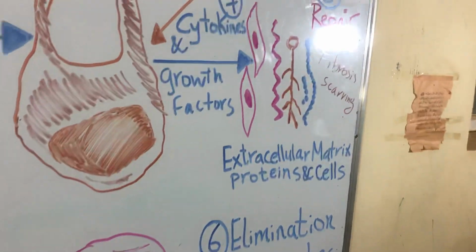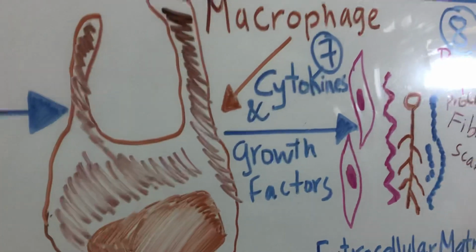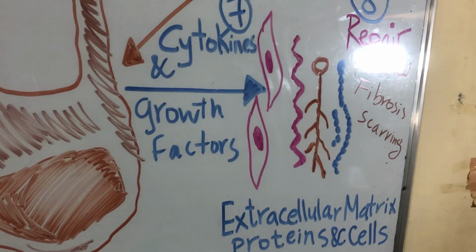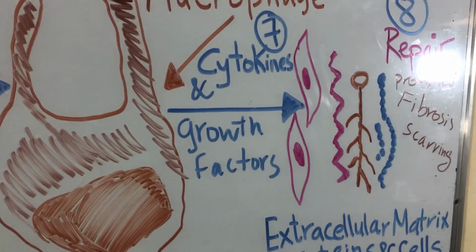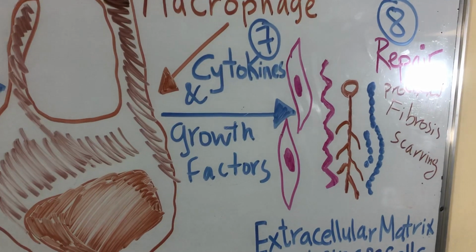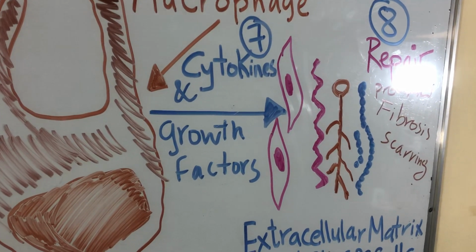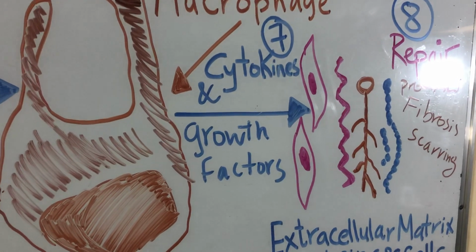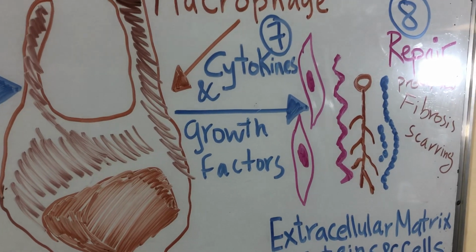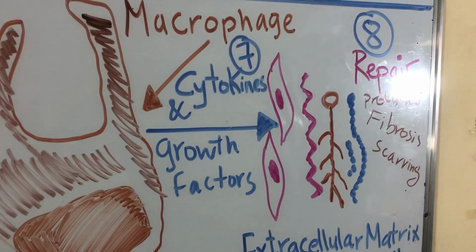microbes and dead tissue. After the elimination hopefully succeeds, macrophages release cytokines and growth factors to fibroblasts in the tissue, and that causes repair either by resolution, which is healing by first intention, primary union, or healing by second intention, and that is by fibrosis, scarring. The last possible outcome of inflammation is actually chronic inflammation.